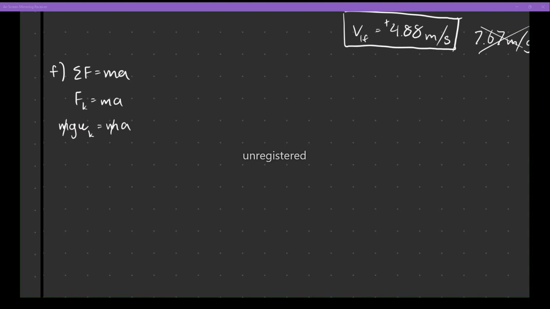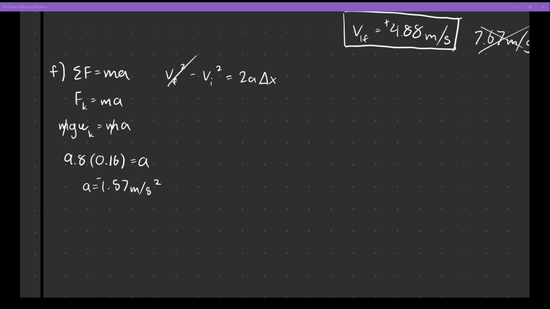The m's cancel, so I get g mu k equals a. So now I can solve for a: 9.8 times 0.16, where mu k was given as 0.16 and 9.8 is g. So I get that a is equal to 1.57 meters per second squared, and that's negative because it acts against the motion. So now I can set up the kinematic equation to find how far the block has traveled: vf squared minus vi squared equals 2a delta x. Vf is 0, so I cancel it out.